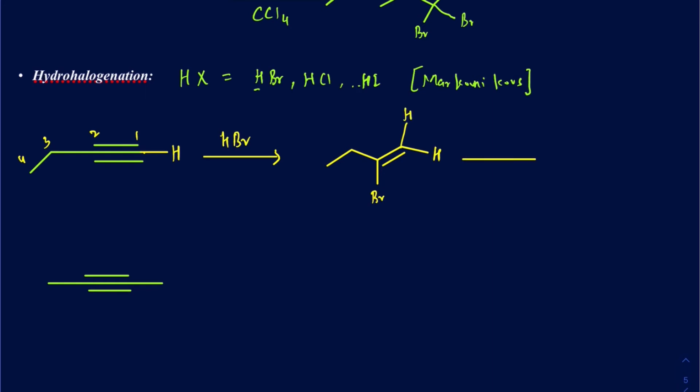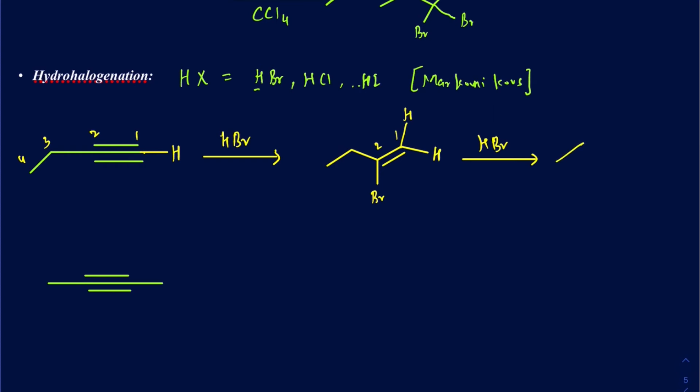But then in the next step, you will have the second equivalent of HBr coming in. Now, where is that going to get added? Well, again, the hydrogen is going to be added onto this first carbon, because that first carbon is still going to have more hydrogens to begin with.